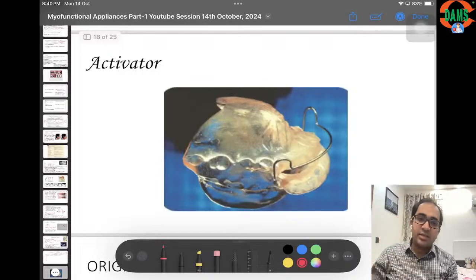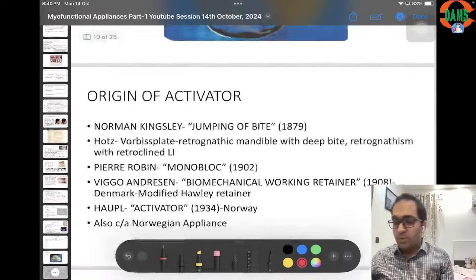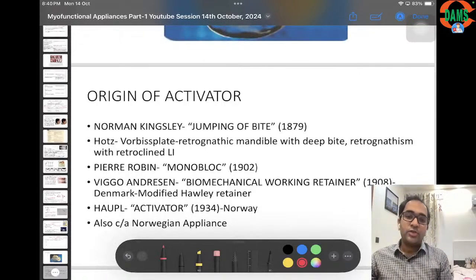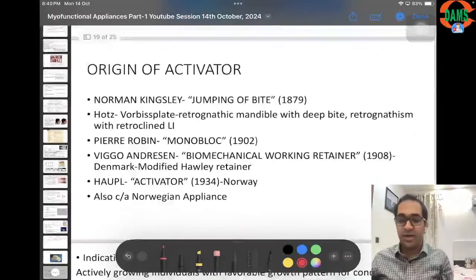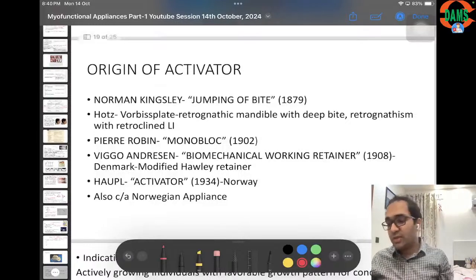So next appliance is the activator. Okay, so the origin of activator, first, as I already told you, Norman Kingsley, he gave the term jumping of the bite. Okay, next came Hotz, that is he gave the term Vorbis plate for the correction of retrognathic mandibular deep bite or retrognathism with retroclined lower incisors. Pierre Robin gave the term monoblock appliance.